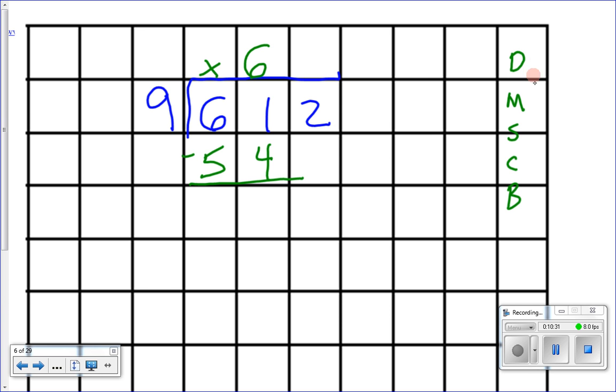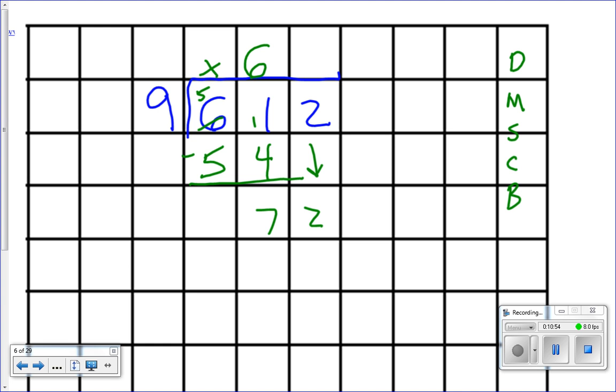So I've divided, I've multiplied. Oh, I haven't subtracted yet. 61 minus 54. If you need to borrow, it's fine. 11 minus 4, 7. And then we're going to bring down the 2. How many times can 9 go into 72?